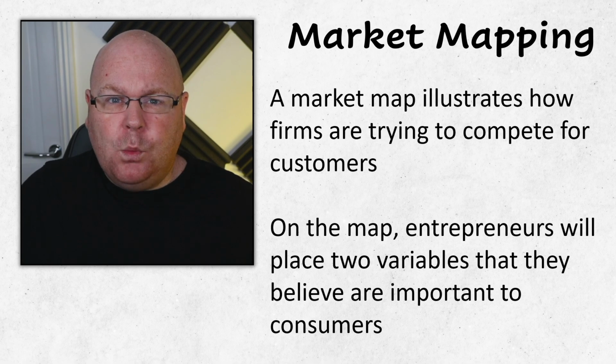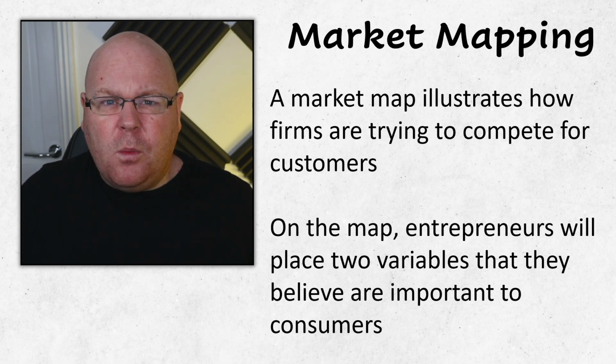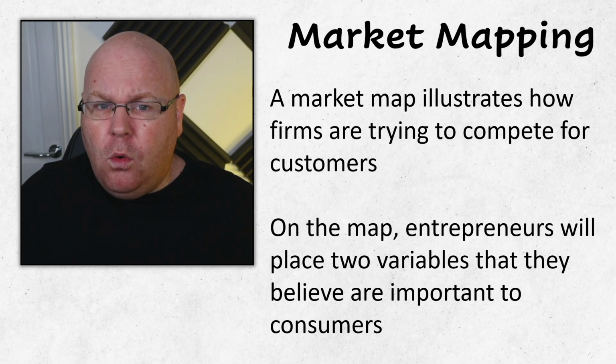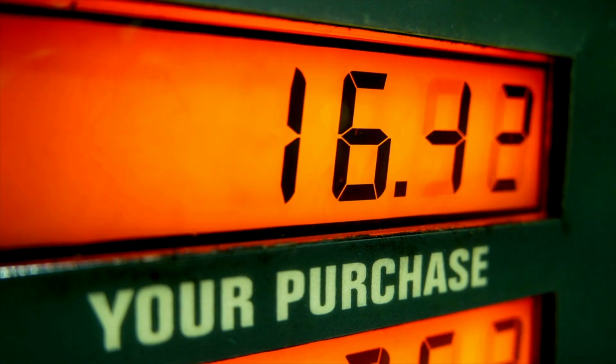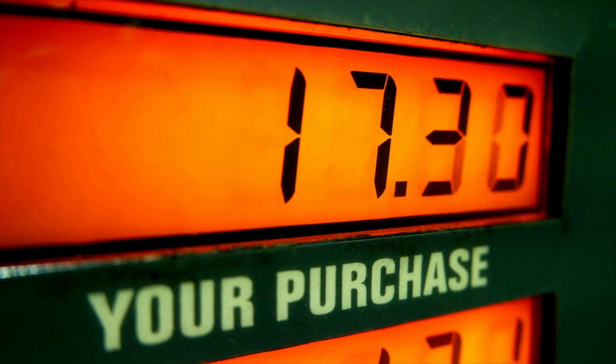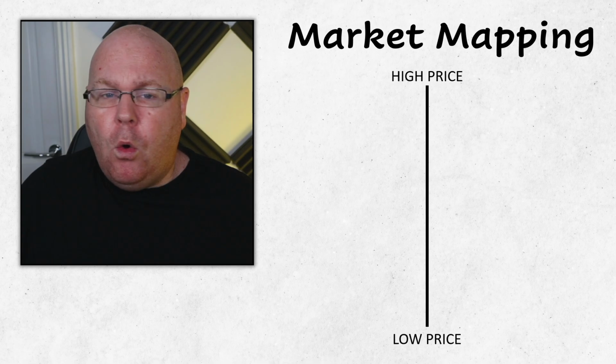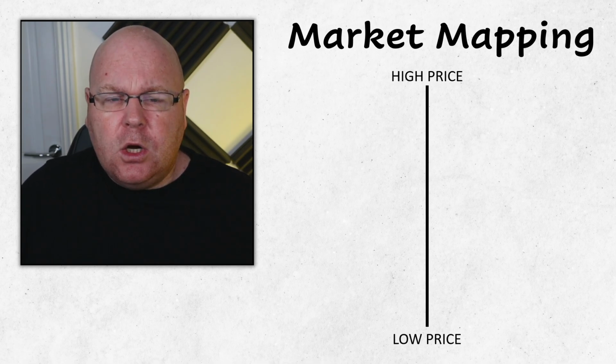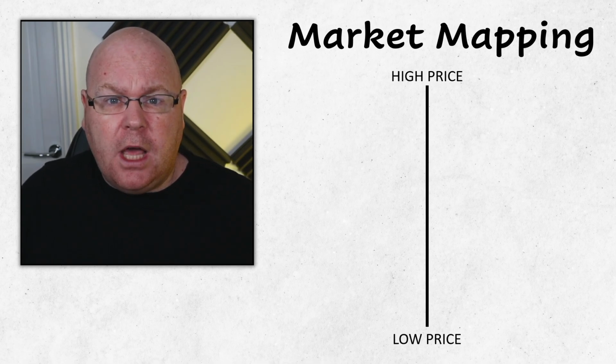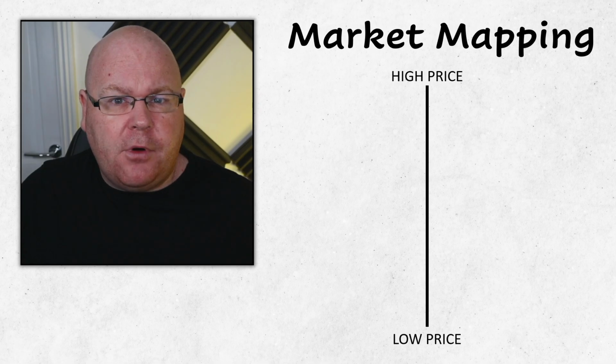Now, market maps work by the entrepreneur coming up with two different variables that they would like to study about all of the different rivals that they have in an industry. One common variable that entrepreneurs often place on their market maps is price, and they will map out all of the different firms in a market according to how much they charge, from those that are very budget, discount, low price producers all the way up to those that charge a more luxurious, higher price for their goods.